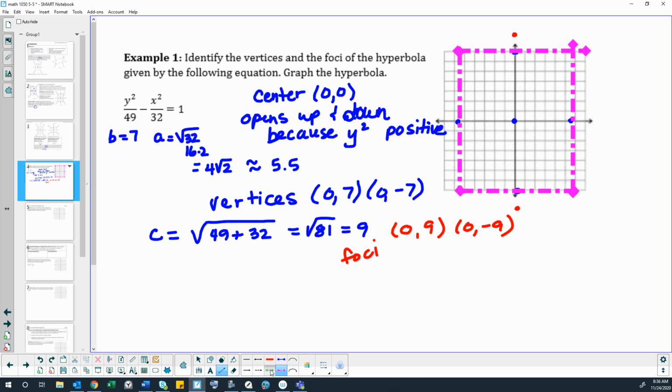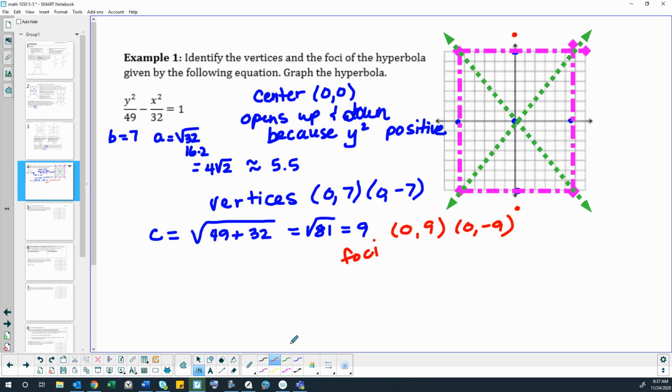Perfect. So now the asymptotes go through the corners of that box. So our box is 2b this direction, so b was 7, so it's 14 this way. Sorry, I was pointing the wrong way, because that's under y, so that's the y direction. So 2b that way, and then 2a this way, so about 11-ish this direction. And we make our box, and we have our asymptotes.